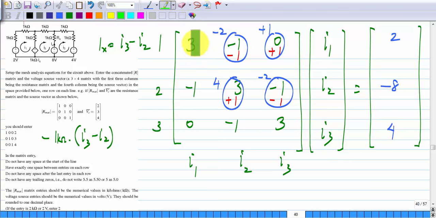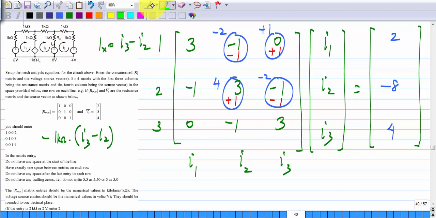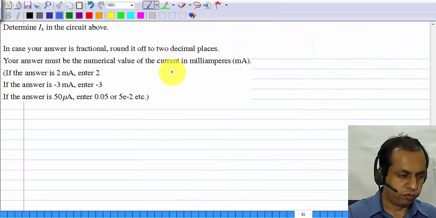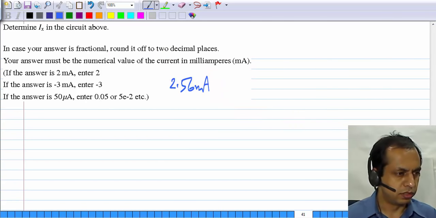And for the answer, you have to put this matrix next to that matrix and give the answer in the form of a 3 by 4 matrix, 3 rows and 4 columns. Okay, so first 3 columns will be these, and the fourth column will be that one. And you have to find Ix, which is here. And what is Ix? Ix is I3 minus I2, and if you calculate that, you will find that it is 2.56 milliamperes.